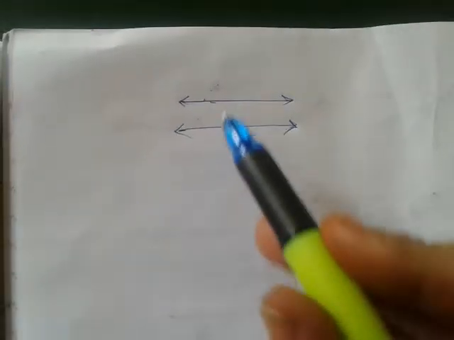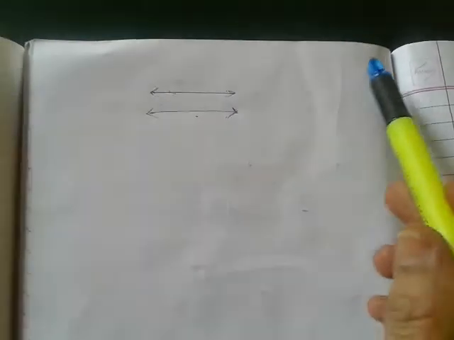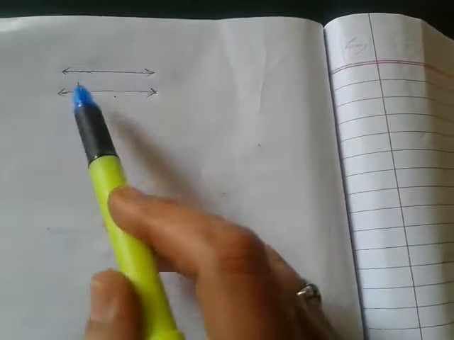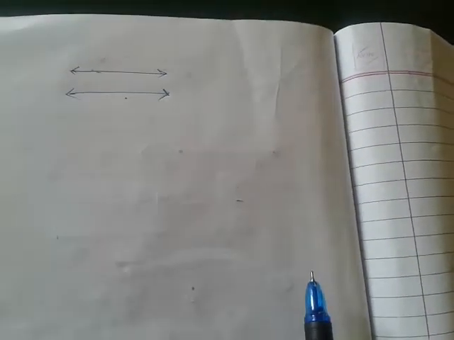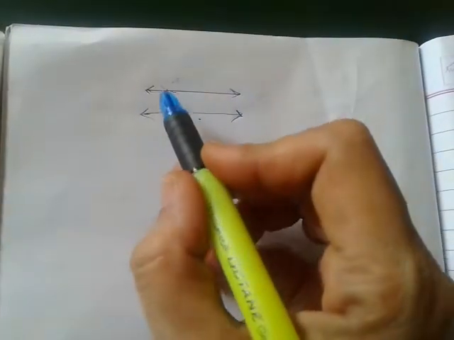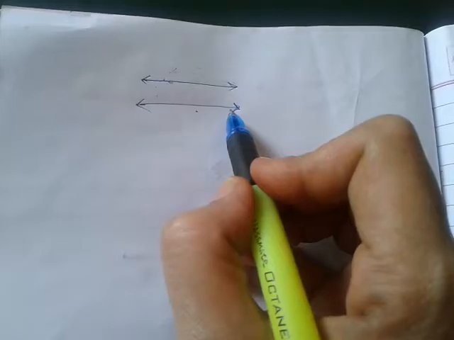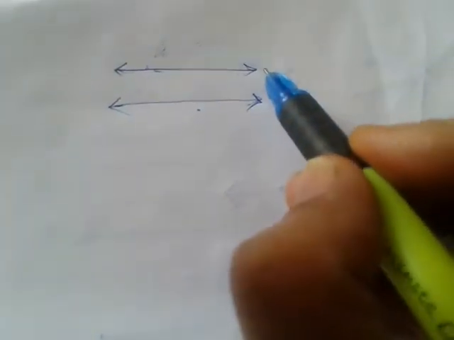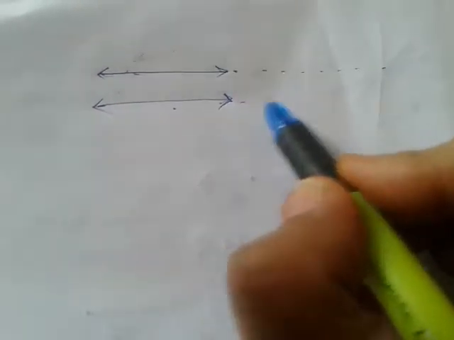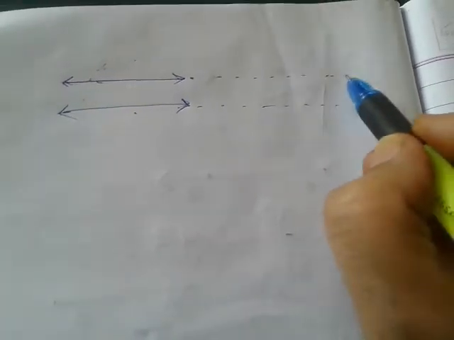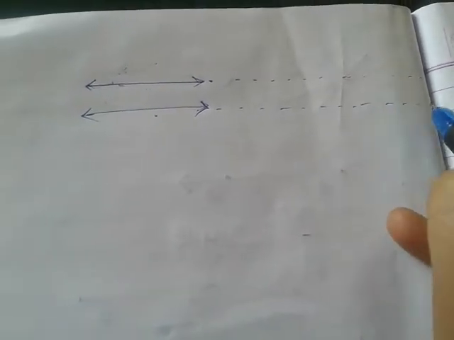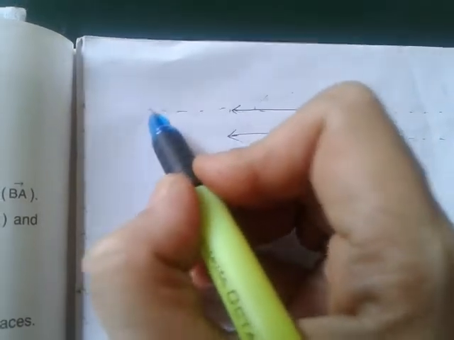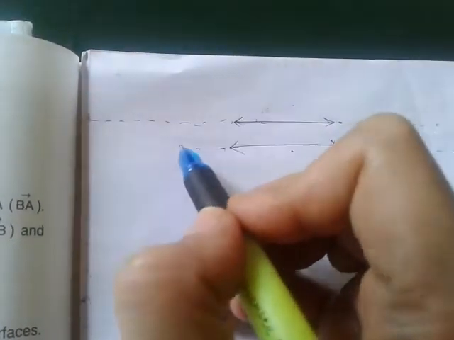First thing, the two lines should be in one plane. If this is one plane and this is a second plane, and I draw one line here and one here, it has no meaning, so they won't be considered parallel. The plane should be one, and this line is parallel to this line. Why? Because if I extend it in both directions, there are no chances of meeting.